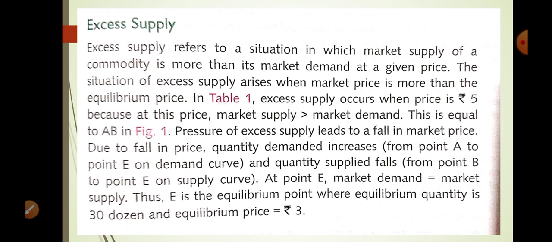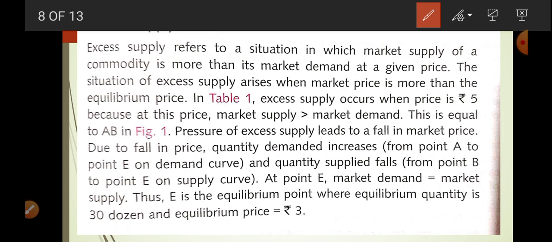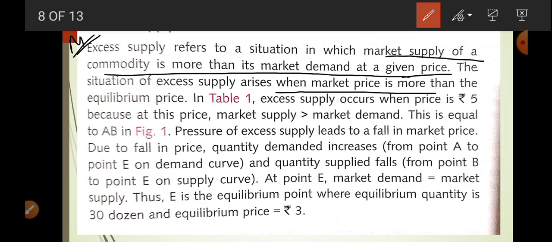Now, what do you mean by excess supply? Excess supply refers to a situation in which market supply of a commodity is more than market demand at a given price. This is your meaning. Now, this we find when market price is more than equilibrium price. So, this is the region or condition for excess supply.